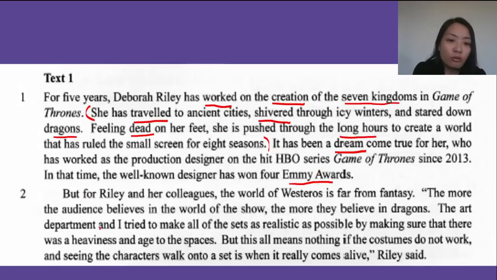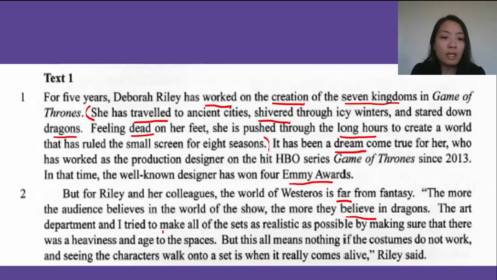So now we go on to the next one. But for Riley and her colleagues, the world of Westeros is far from fantasy. Okay, so I underline the word far, but if another word seems to jump out at you inside this sentence, you just underline, it doesn't matter. Like I mentioned earlier, there are no right or wrong answers. And then this is what she says. The more the audience believes in the world of the show, the more they believe in dragons. Okay, something about believing.